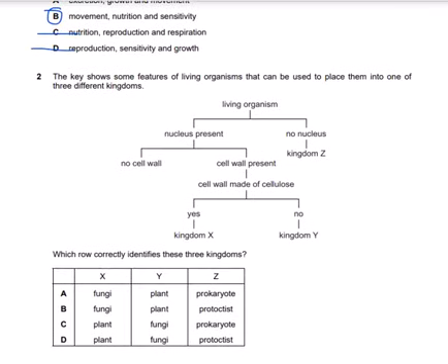The key shows some features of living organisms that can be used to place them into one of the three different kingdoms. Which row correctly identifies these three kingdoms? Has no nucleus means it's a prokaryote, because they don't have a defined nucleus. If it does have a nucleus and a cell wall, that means it's a plant.